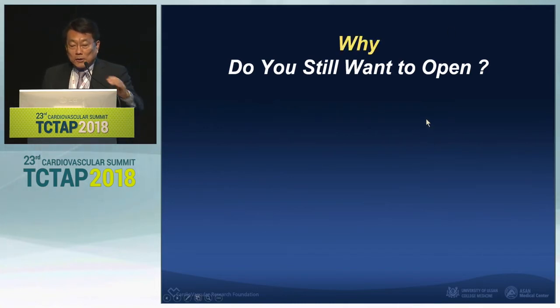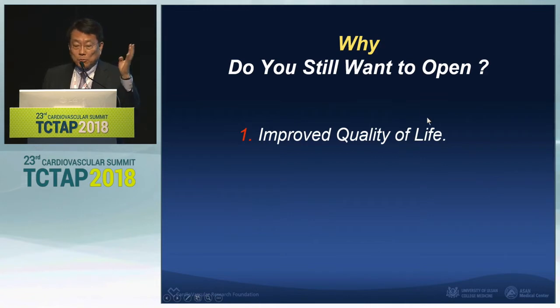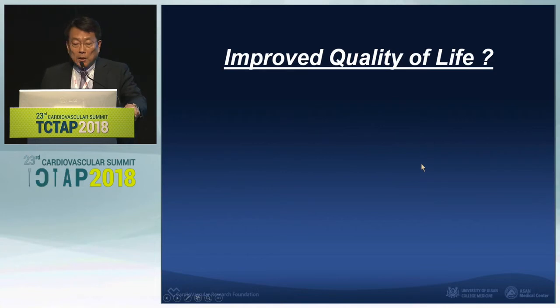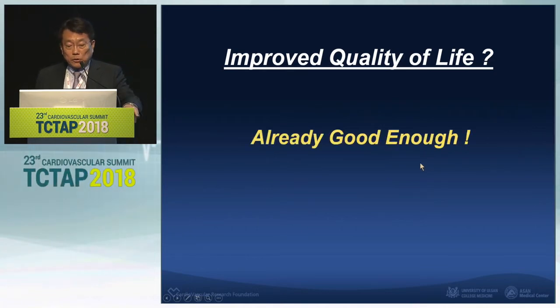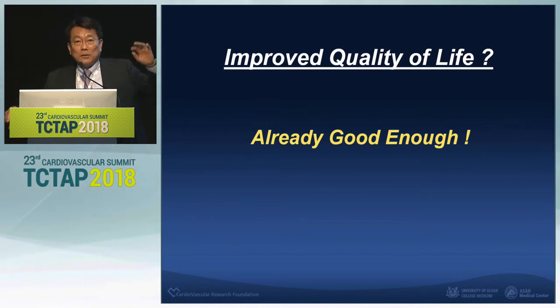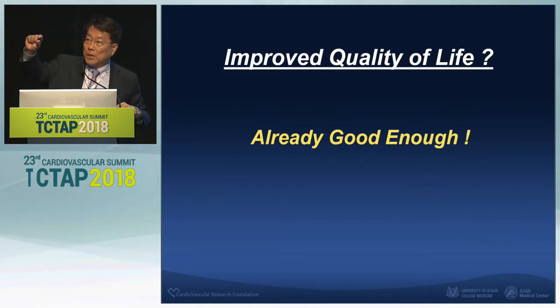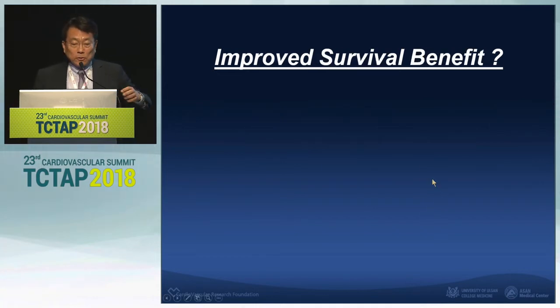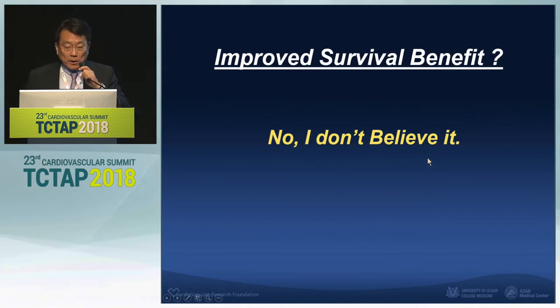Look at that one. Why do you still want to open it? You just mentioned improved quality of life and improved long-term survival. This particular patient is one of the extremes, already good enough in quality of life. You mentioned the Bmax, but the Bmax concern is that the maximum stress will make only some small difference. Do you really want to relate it with survival benefit and quality of life in this patient? I don't think so. Improved survival benefit, I don't believe it.